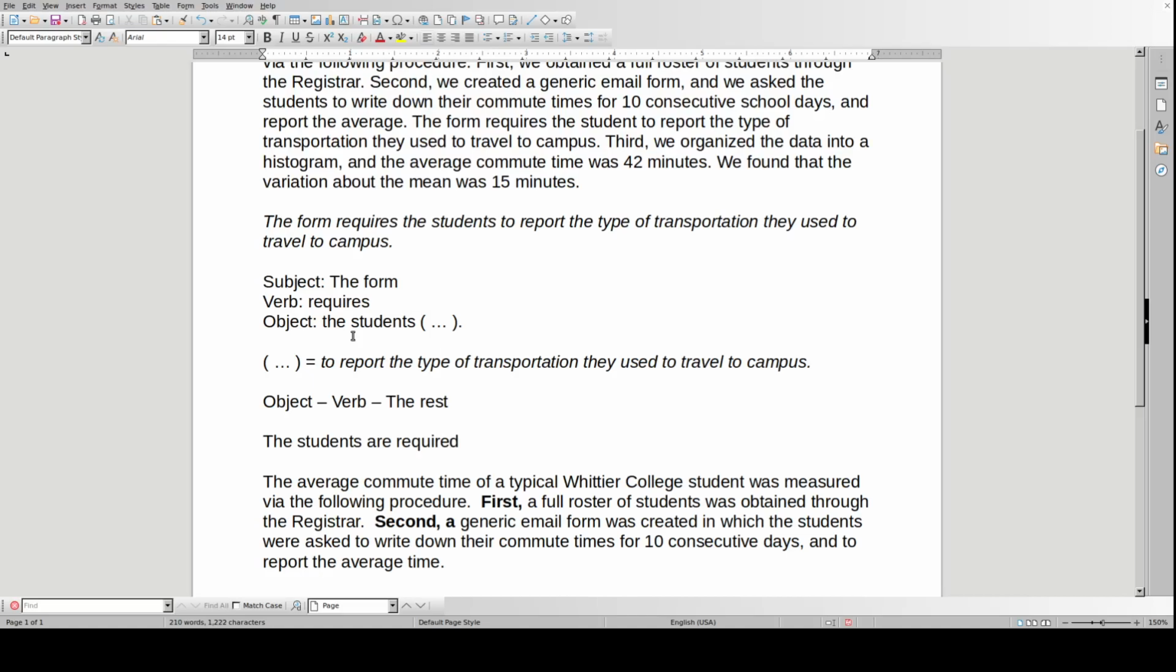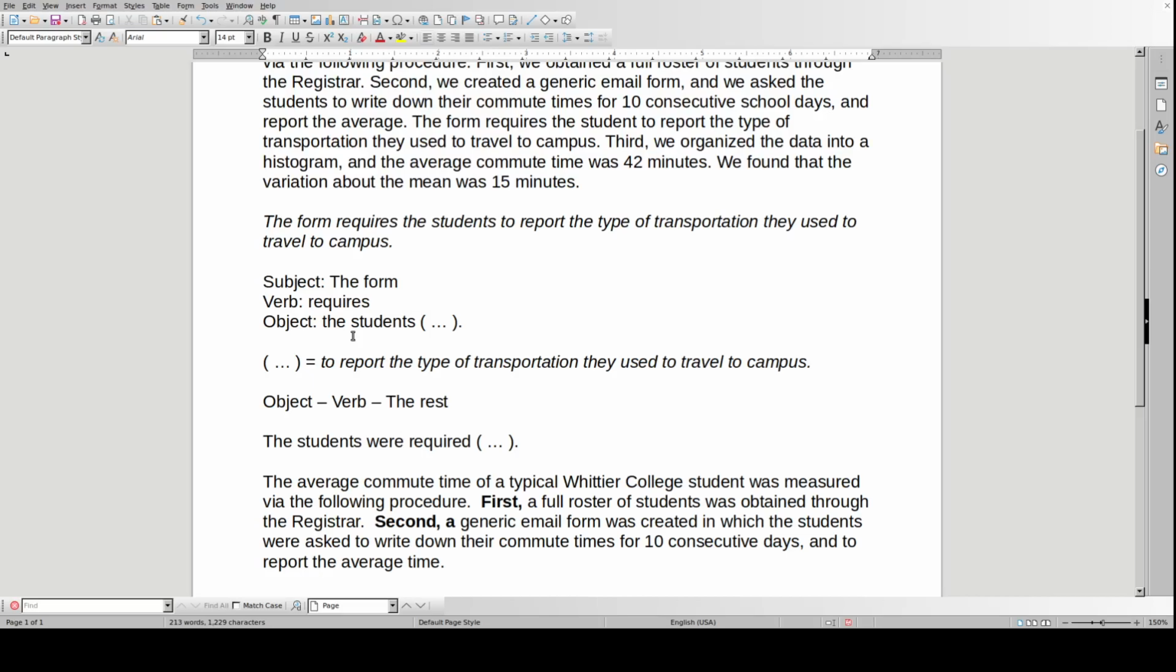So the way I've written it is are required, parenthetically. So this is interesting. Should it be in present or past tense? Well, technically, at the moment, the students are required to report the type of transportation they use to travel to campus. That's actually in the present tense. It's in passive form, but it's in the present tense. So the students were required would be in the past tense. The students were required to report the type of transportation they use to travel to campus. That's a done deal. That's a finished task. They were required to do it. They did it. Now it's over.